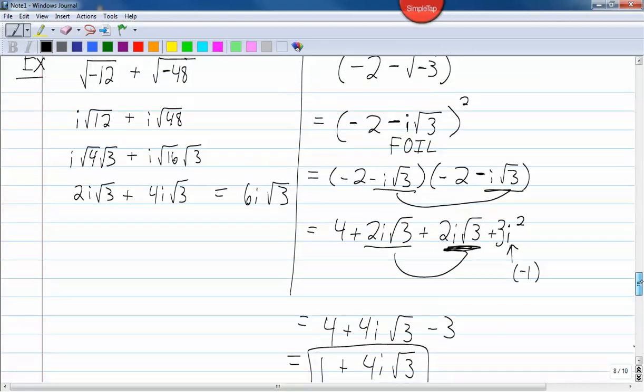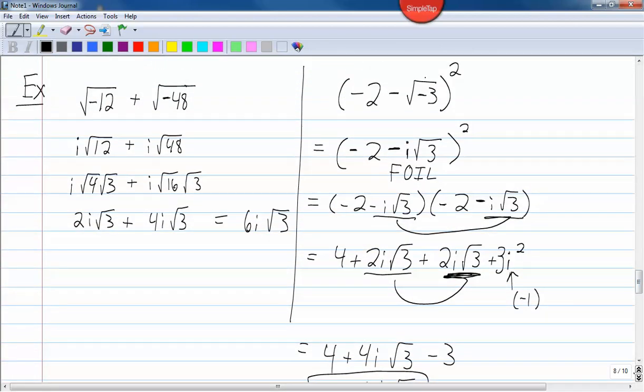The key to getting this problem right is simplifying at the very beginning, writing it in terms of a complex number, and then FOILing. Noticing or knowing that if you square a binomial, or something in parentheses where I have two terms, then I have to say that binomial times itself and FOIL that out.